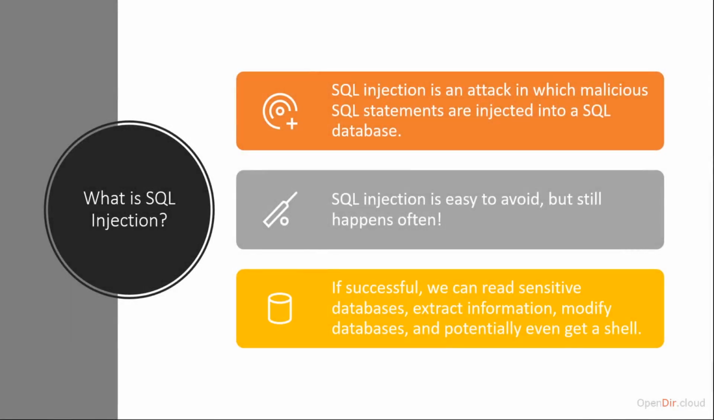SQL injection attacks. So what is SQL injection? Well, SQL injection is where we inject malicious SQL statements into a SQL database. These are super easy to avoid, but it still happens very often, and it happens due to poor code. We'll talk about that in the defense section. But if we're successful with a SQL injection attack, we're capable of reading databases, extracting information, modifying databases, and potentially we can even get a shell with this.